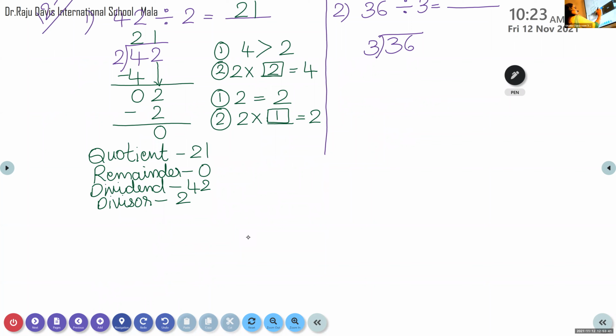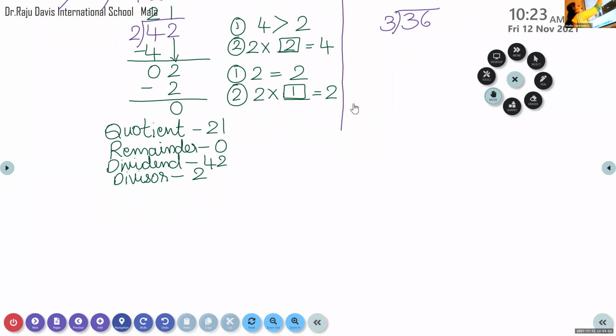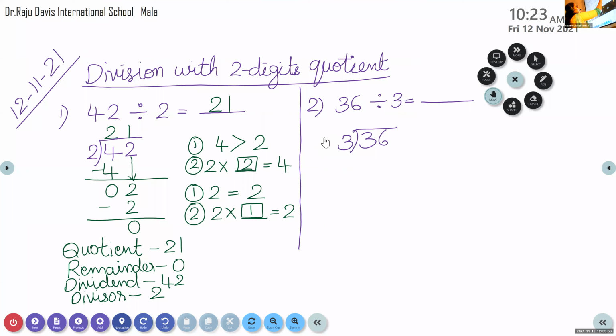Yes. Good, Fida. Okay, so Anna and Fida helped me to complete the first one. Now we will move to the second one. 36 divided by 3.